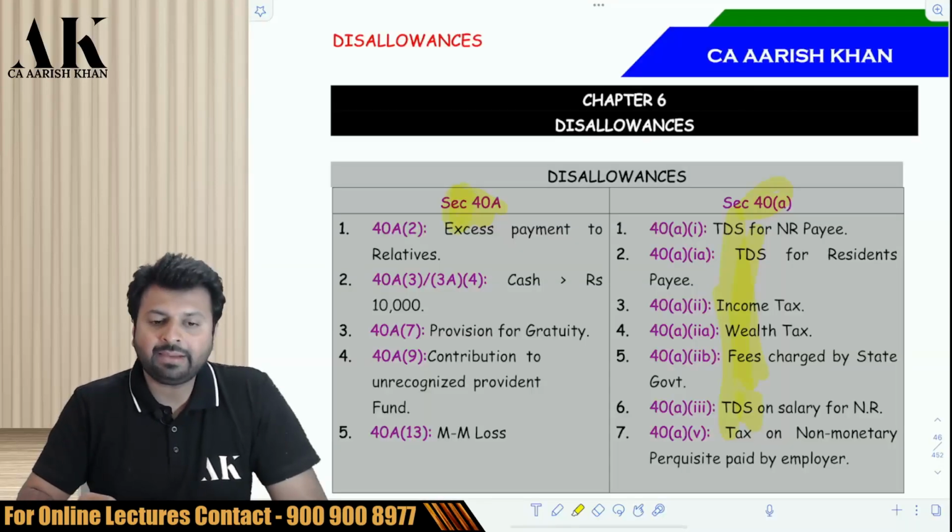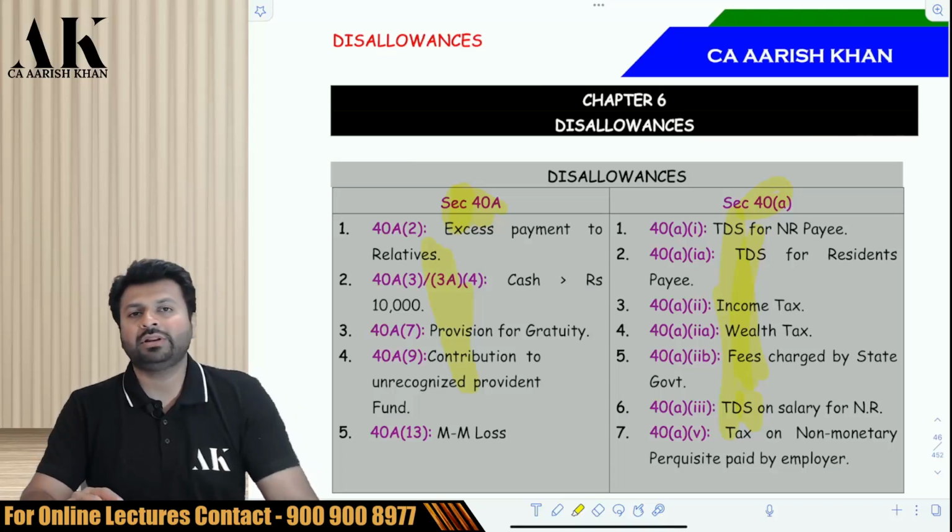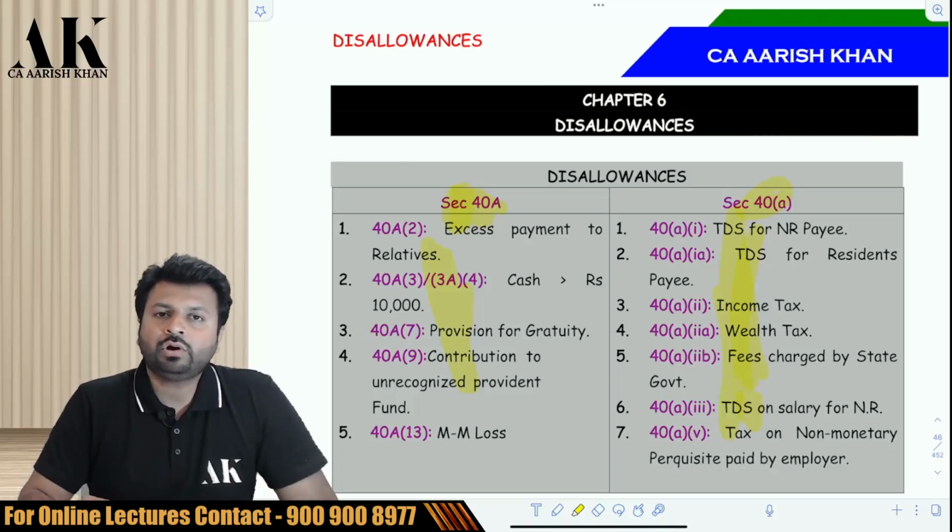But Section 40A talks about disallowances where you are trying to avoid tax in some way. Say, maybe by making excess payment in cash, or by making payment to relatives in excess of fair market value. All those kinds of tax avoidance cases are disallowed in 40A. We are going to go in order. We will try to understand Section 40A first.